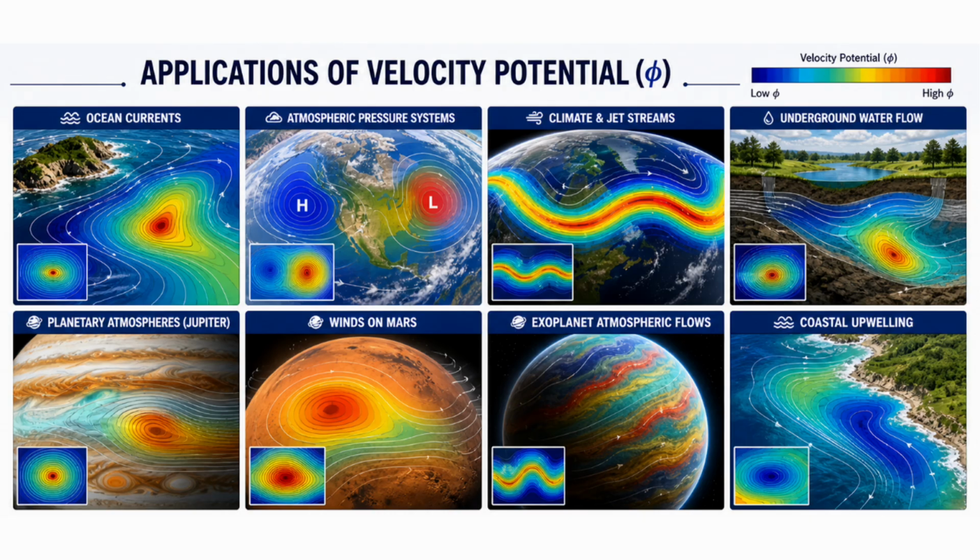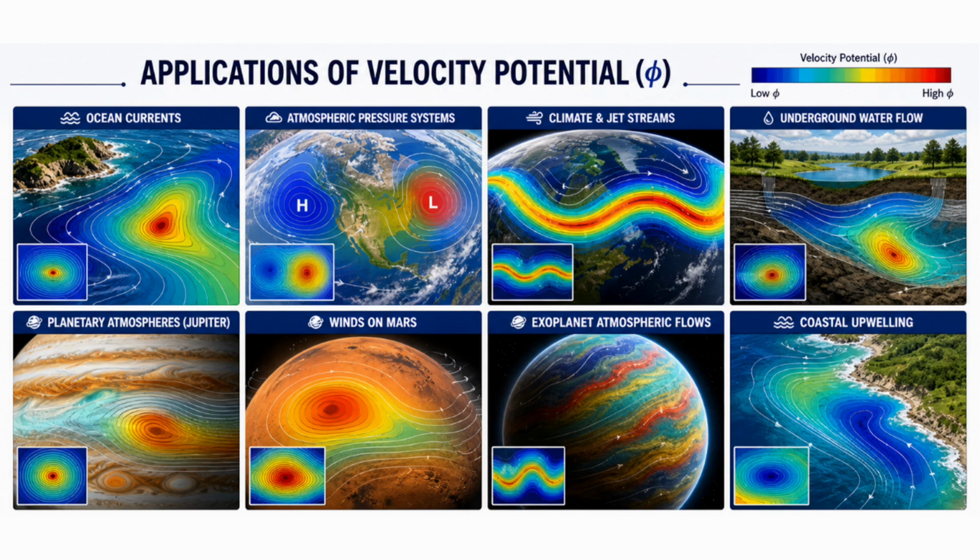Velocity potential is widely used to analyze real fluid flows. In ocean currents, it helps describe large-scale water movement. In atmospheric pressure systems, it explains flow from high-pressure regions to low-pressure regions. In climate and jet streams, it helps model high-speed airflow patterns. In underground water flow, it is used to study seepage and groundwater movement.